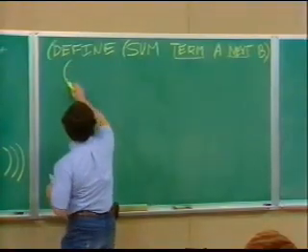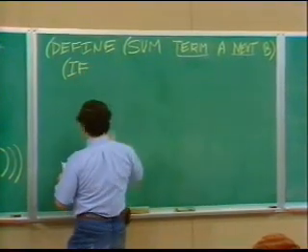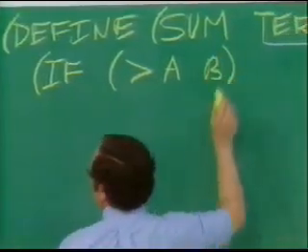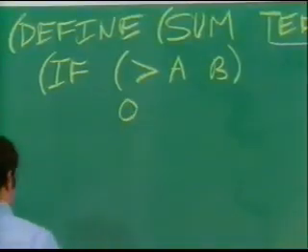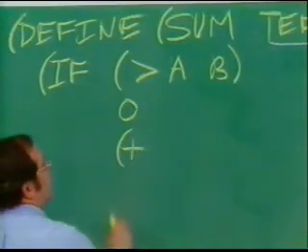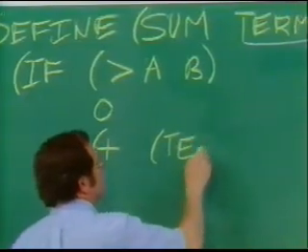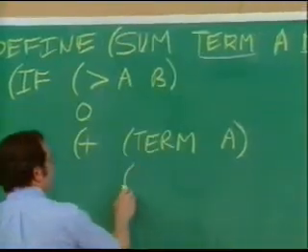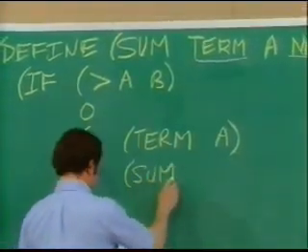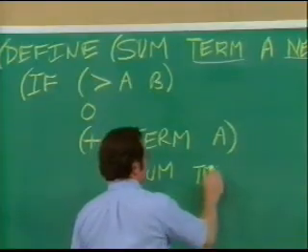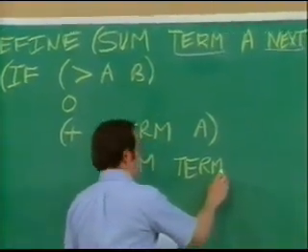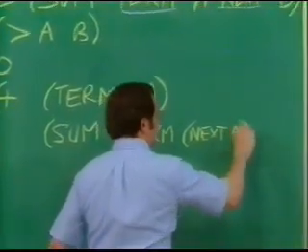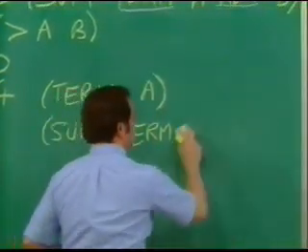It's exactly what you see. If A is greater than B, then the result is 0. Otherwise, it's the sum of term applied to A and the sum of term, the next index, let me write it this way.